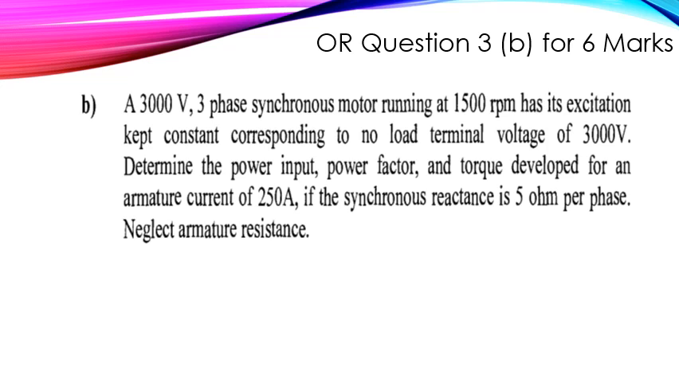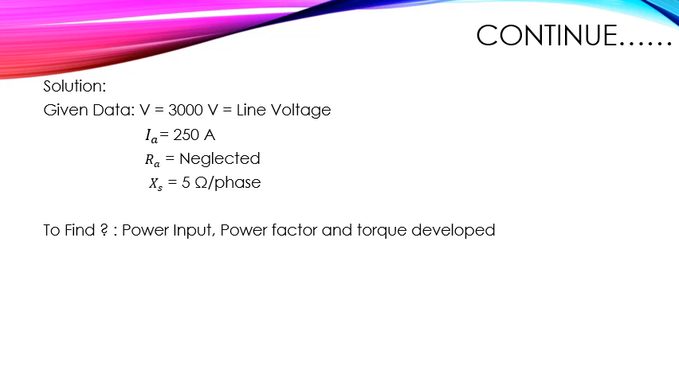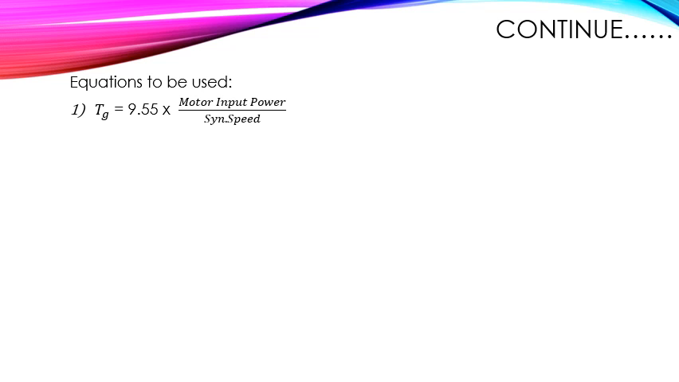This question is repeated in 2019, summer 2019 and semester examination question paper. So again, given data. So write down first the given data, then write down what we have to find: power input, power factor and torque developed. Then what are the equations that we are using here?